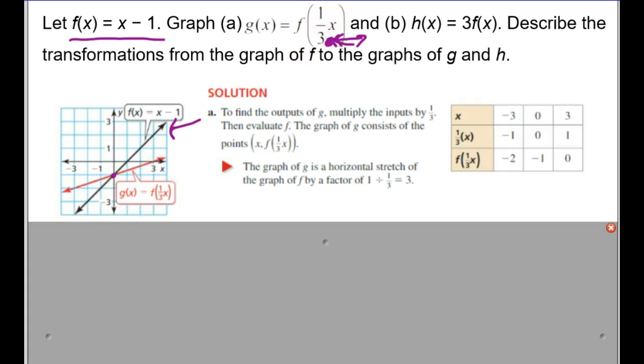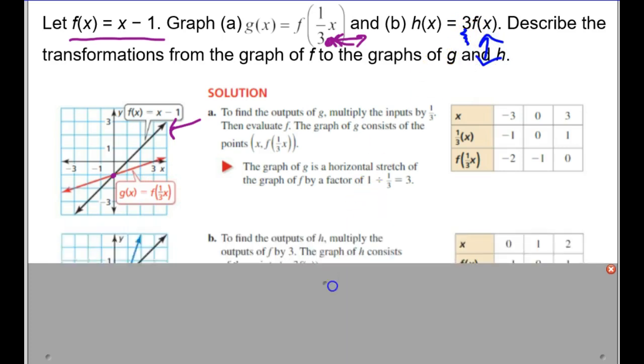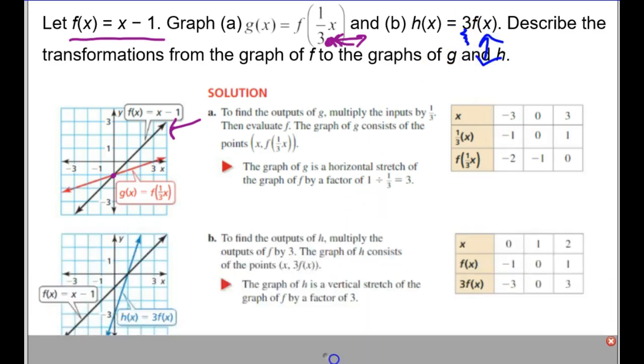So now let's look at our next little piece. Here, this 3 is outside the parentheses, so that tells me it's going to be going this way. It's also a fairly big number. It's bigger than 1, so I think it's going to get taller and skinnier. So let's look at what it looks like.